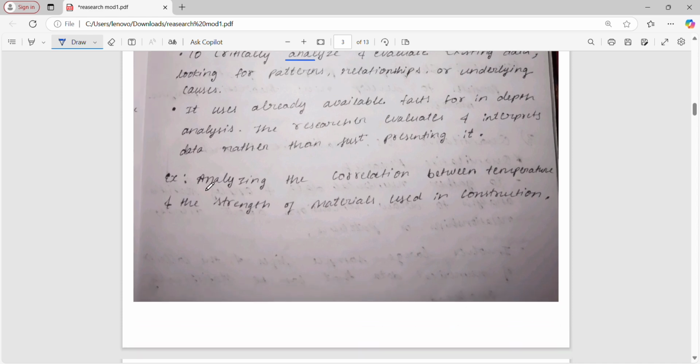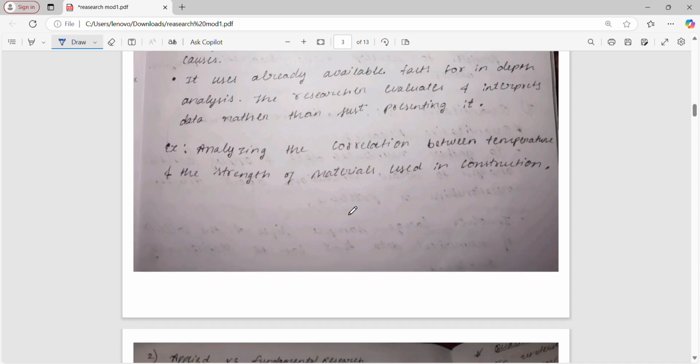Next is analytical research. This is for analyzing: to critically analyze and evaluate existing data, looking for patterns, relationships, or underlying causes. It uses already available facts for in-depth analysis. The researcher evaluates and interprets data rather than just presenting it. Example: analyzing the correlation.